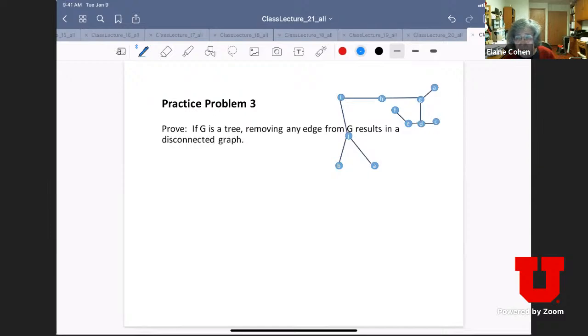Someone asked, is there anywhere you could add an edge and have it result in a tree? If you start with a tree and you add an edge and keep it simple, that means you don't add a multiple edge, so you have to add it between two vertices. The answer is no, you always create a cycle and it's no longer a tree. So if you add an edge between two existing nodes that don't have an edge between them, you've created a cycle if you start with a tree.